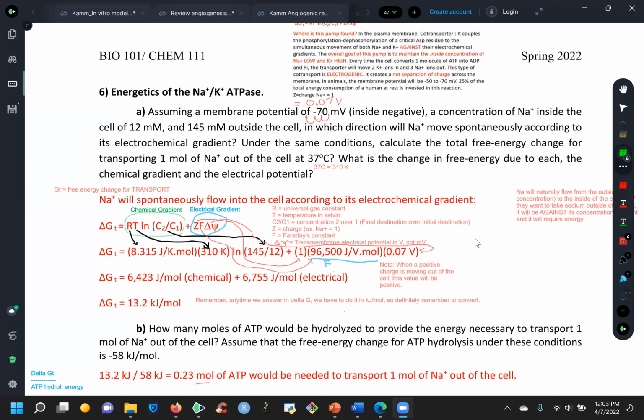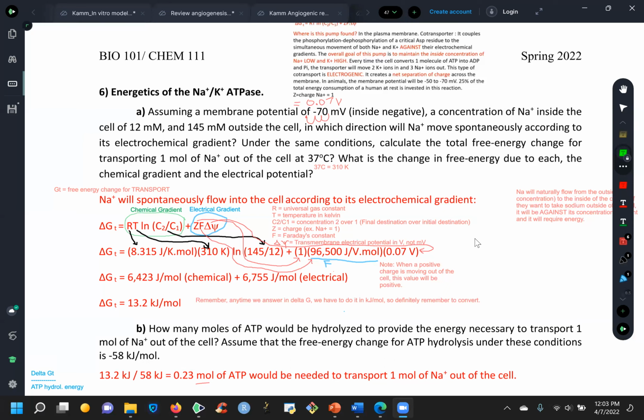This is where you have to pay extra attention, because here they tell us to give the change in free energy due to the chemical gradient and the electrical potential. So they're expecting two answers, this one and this one, separate. Sometimes they'll just ask what is the total energy to transport 1 mole of whatever, and at that point you have to add the two. You see the little plus sign, right? So pay attention to what they're asking.